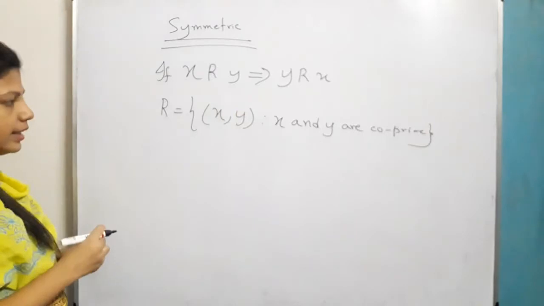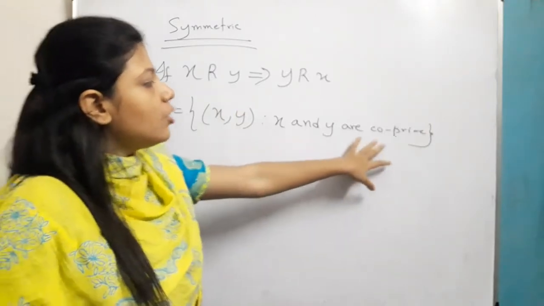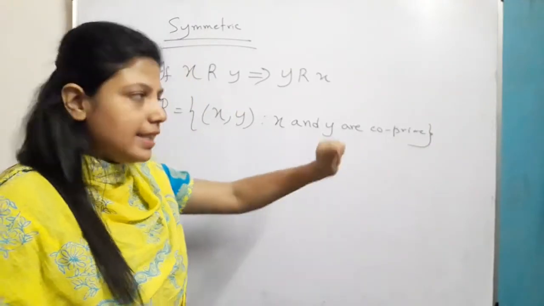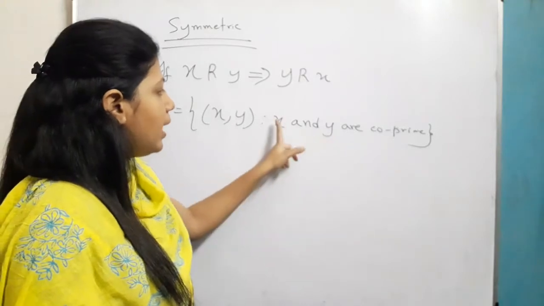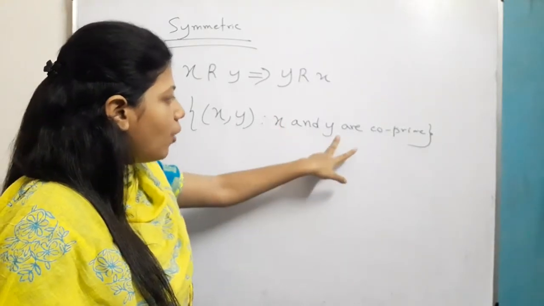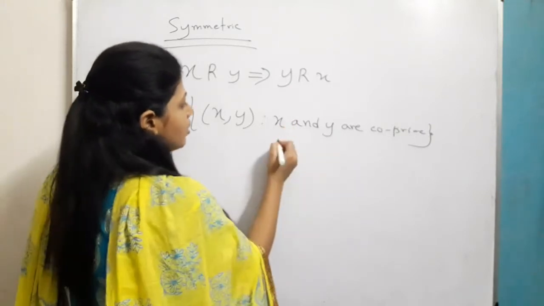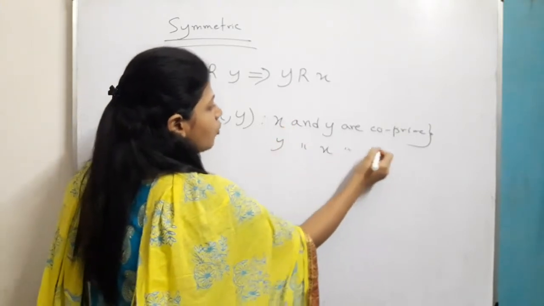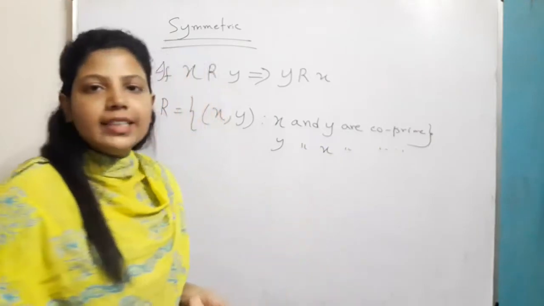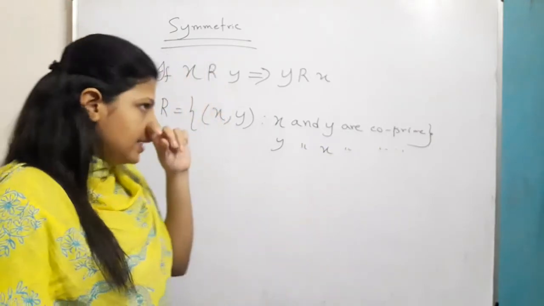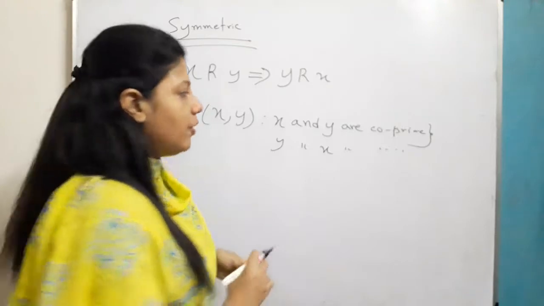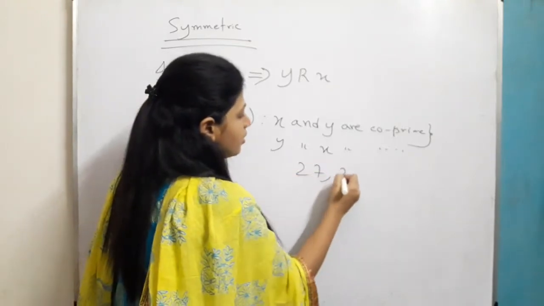x and y are there. x and y both are co-prime numbers. Now it is very easy. If I will just replace x by y and y by x, means just interchange, so what will I get? y and x are co-prime numbers, and this one is also true, because suppose I take 27 and 35, they are co-prime numbers.